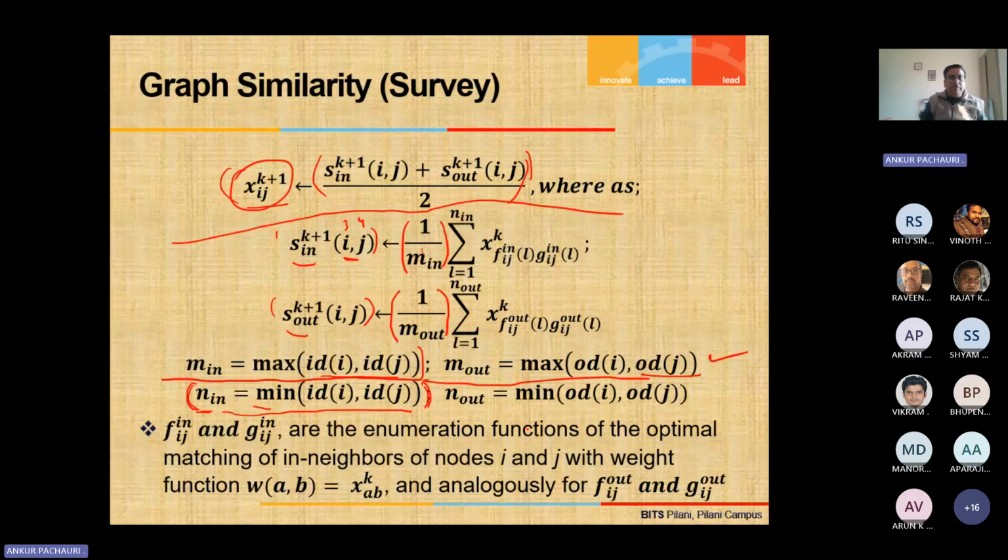So min of their in degree and min of their out degree respectively for S k out. This is k plus 1 and this is k. So from the previous iteration, I am computing the next iteration. Clear? Let us come back to this.